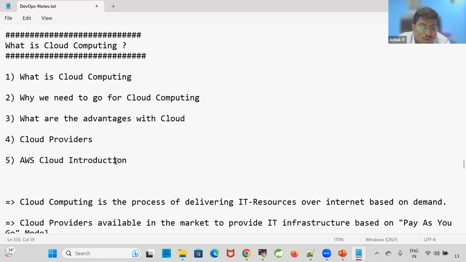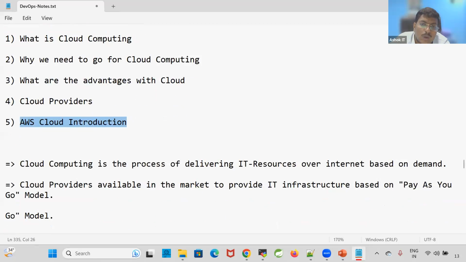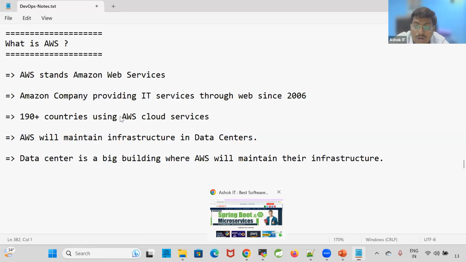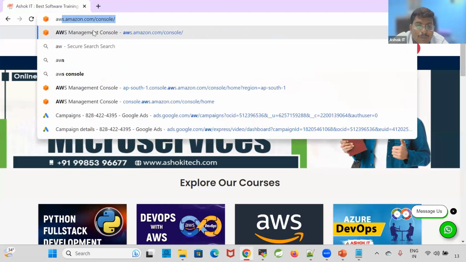So in this course, we are going to learn AWS cloud. AWS stands for Amazon Web Services. AWS cloud is managed by Amazon company, which provides IT resources over the internet based on pay as you go. From 2006 onwards, AWS cloud has been available in the market. AWS maintains their infrastructure in a building called a data center, a big building. Now, if you want to use AWS cloud, we need to create an account in the AWS cloud.